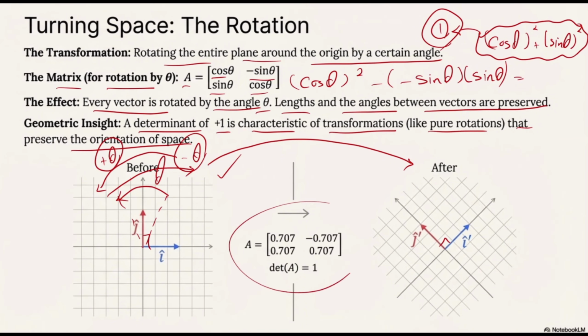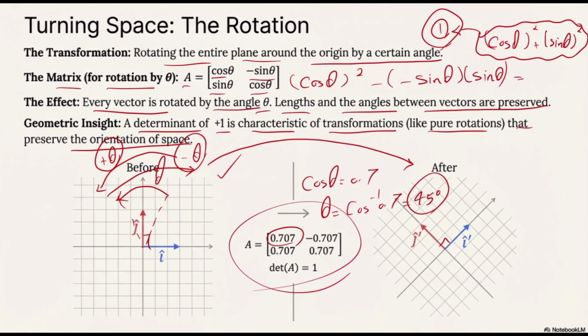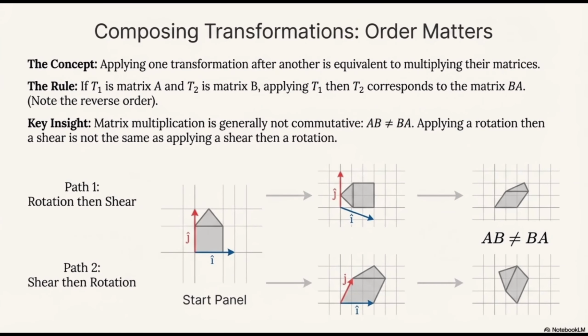At this point, imagine that I have cosine of theta equal to 0.7. We can find the angle itself. If you find the theta, it means you take the cosine inverse of 0.7, which should be about 45 degrees. So at this point, you know that your space is going to rotate by 45 degrees, clockwise, I'm sorry, counterclockwise.